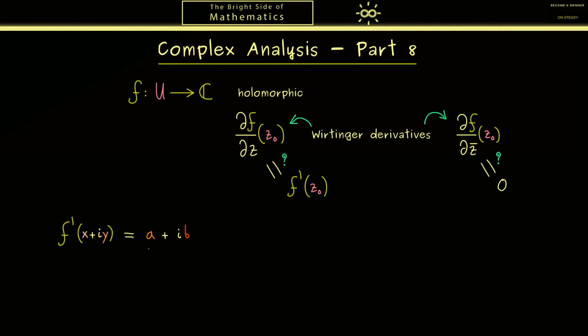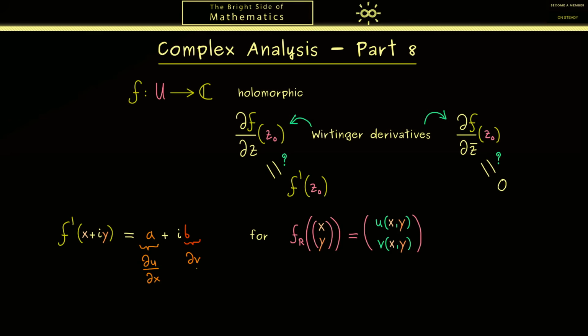And now this is what we have learned in the last videos. The real part and the imaginary part can be written as partial derivatives. This works when we take the real part of the function f as a function u and the imaginary part of f as a function v. And then this a here is du dx and b is dv dx. Of course, both partial derivatives here are to be evaluated at the given point xy. However, in the upcoming calculation, we will omit this point to make everything clearer.